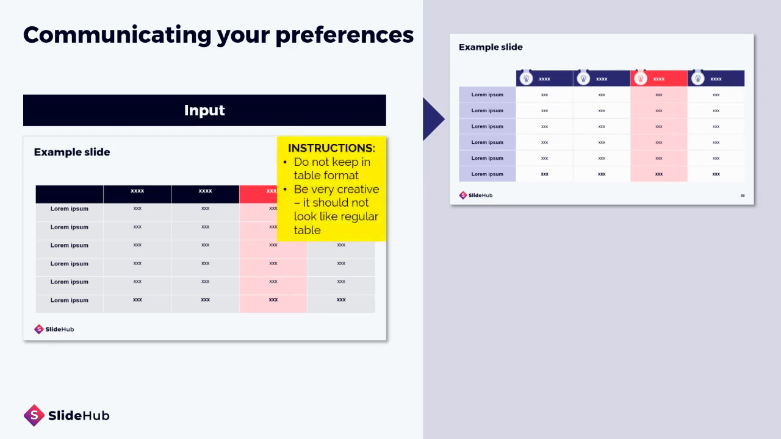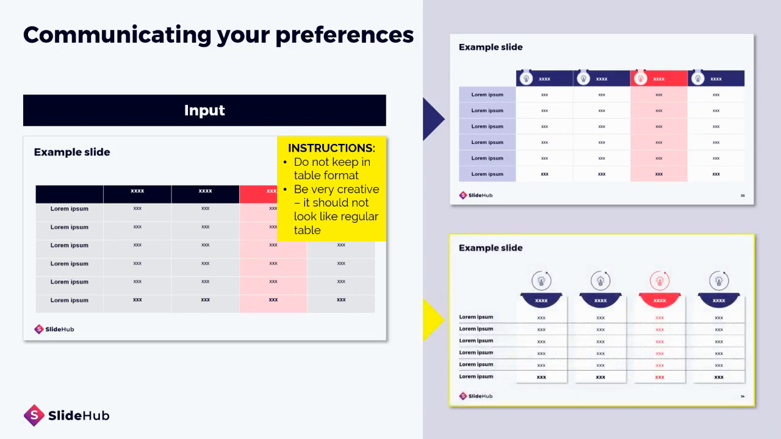But if client would add instruction where it says we should not keep the table format, we should be very creative and it should not look like a regular table, our thinking about the slide would switch according to instructions, and our output could look this way. So we try to go a different direction than a regular table, we switch to PowerPoint shapes, and we try to increase the amount of visual elements in the slide. So as you can see, instructions are really important and can highly impact the result you will receive.